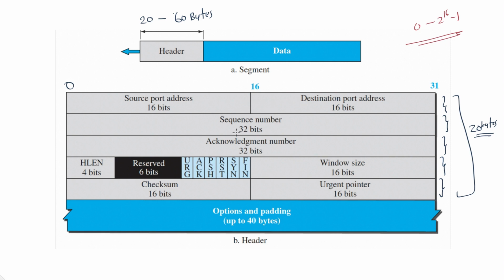Now we have the sequence number and the acknowledgement number. These two are very important. And then we will go to other details.